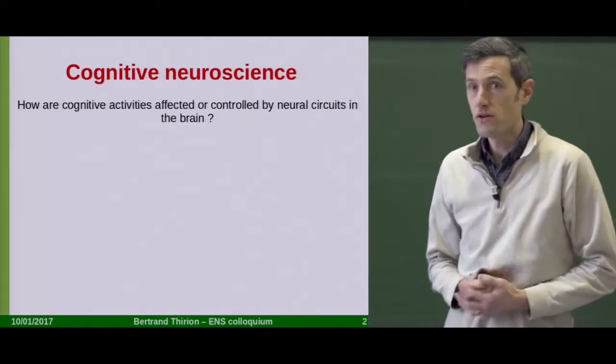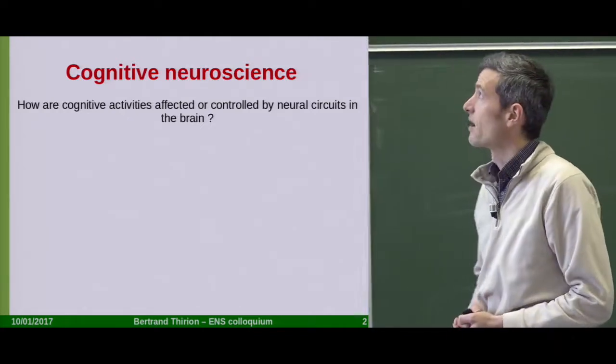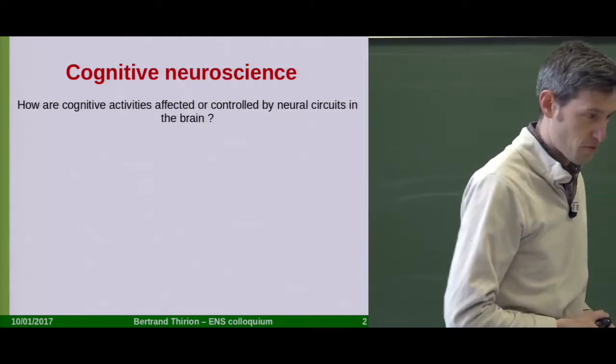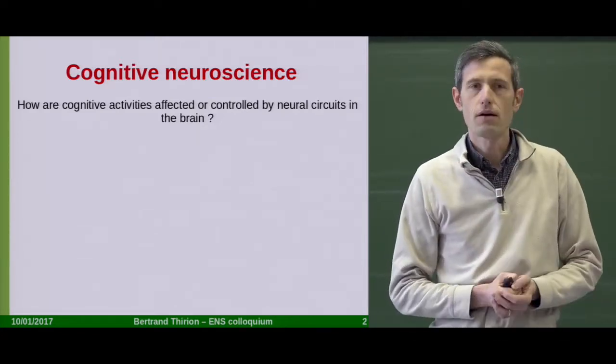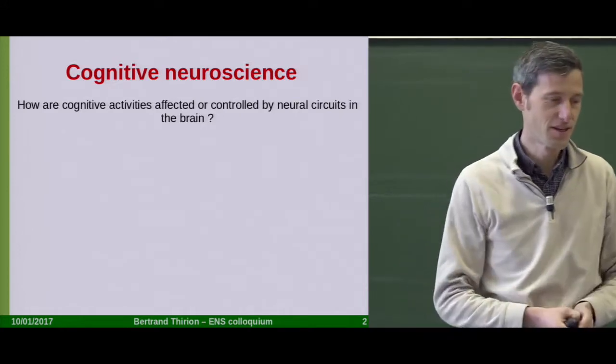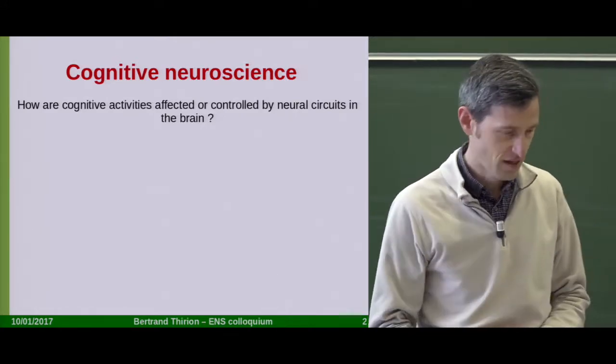So cognitive neuroscience addresses the questions of how our cognitive activities are affected or controlled by neural circuits in the brain. Of course, I'm giving here a schematic definition. There are cognitive neuroscientists in this room, so don't kill me after the conference. I know I'm simplifying a little bit.